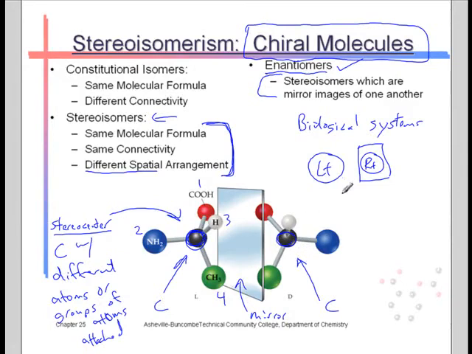They're like the left and right hands. Again, there's no way that you can place your left and right hand on top of each other where they completely overlap. It just doesn't happen. A pencil you can do that with. A coffee cup, usually you can do that with. But chiral molecules, enantiomers, hands, you cannot do that with.